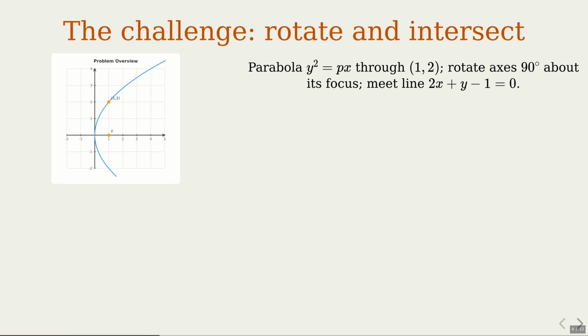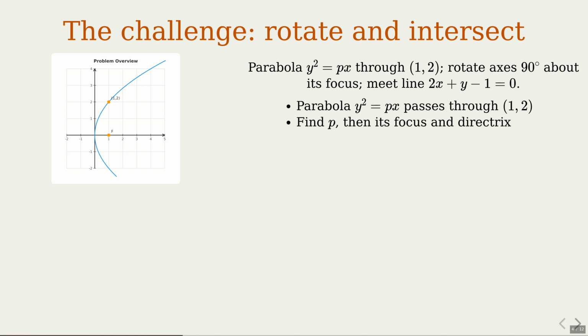Here is the full problem statement we want to unpack step by step. First, the parabola is of the form y squared equals px, and we are told that the point (1, 2) lies on it. So step 1 is basically to fix p and pin down the exact parabola plus its focus and directrix. Yes, once we know p, all the geometry of the standard parabola follows.